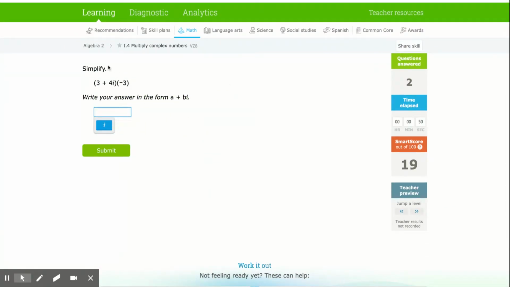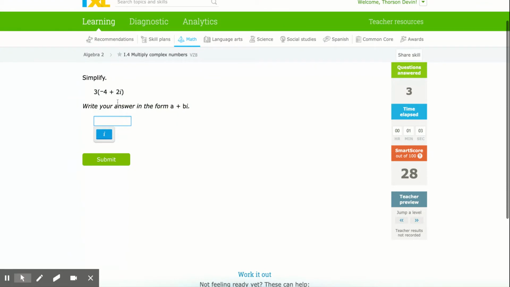Now here, again, we got to distribute. We got to do the -3 times the 3, that's a -9. And then we got to do the -3 times the +4, that's going to be a -12. And then there's an i after the 12 because there's that i attached to it. Again, same thing here. We get a -12. That's the 3 times the -4. Then the 3 times the 2 is going to be a +6i.